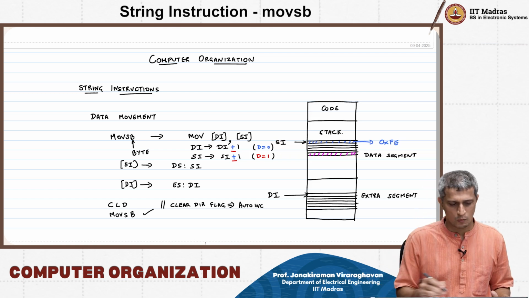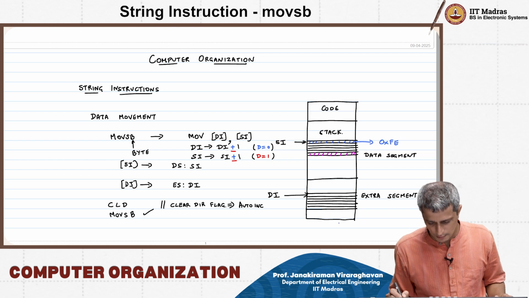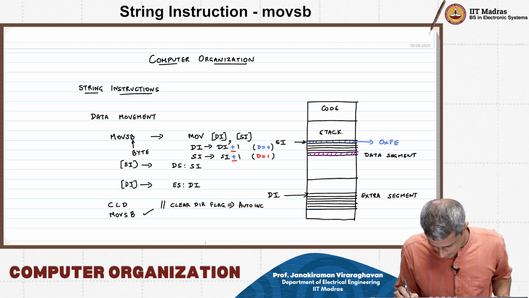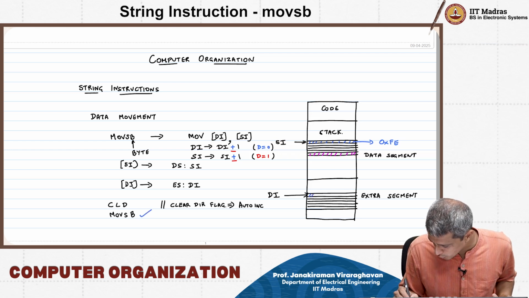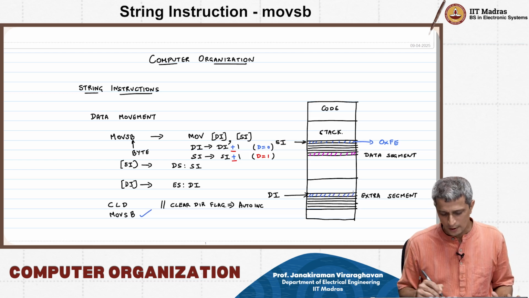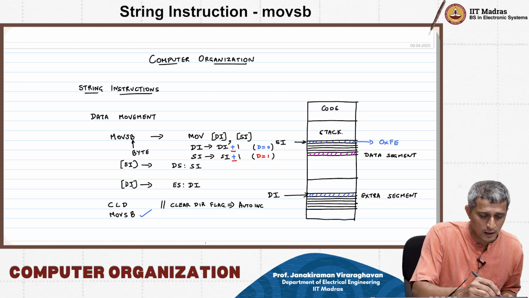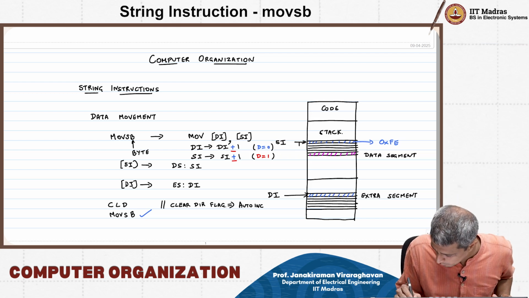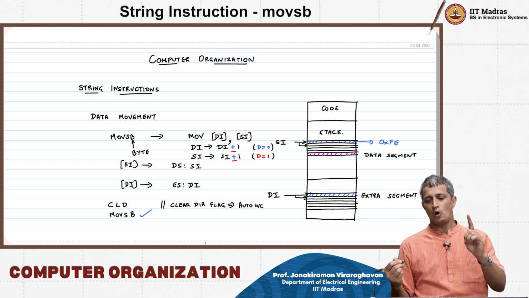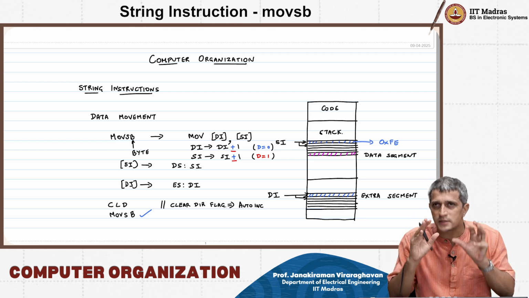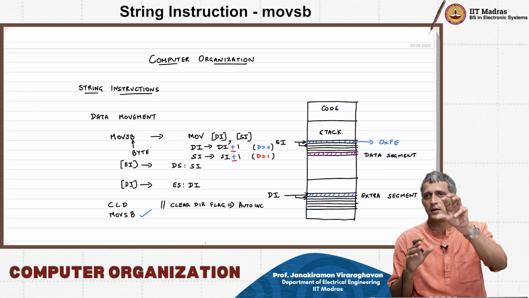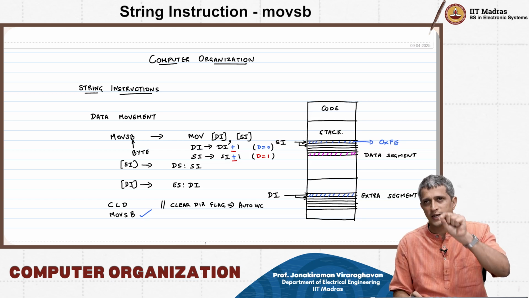Right. So what will happen now? When you execute the moves byte instruction here, the blue data from the source index will get copied here. Not only that, the source index will now increment and point to the next memory location. So will the destination index. So after this moves byte is executed, automatically SI gets incremented by 1 and points to the next address.